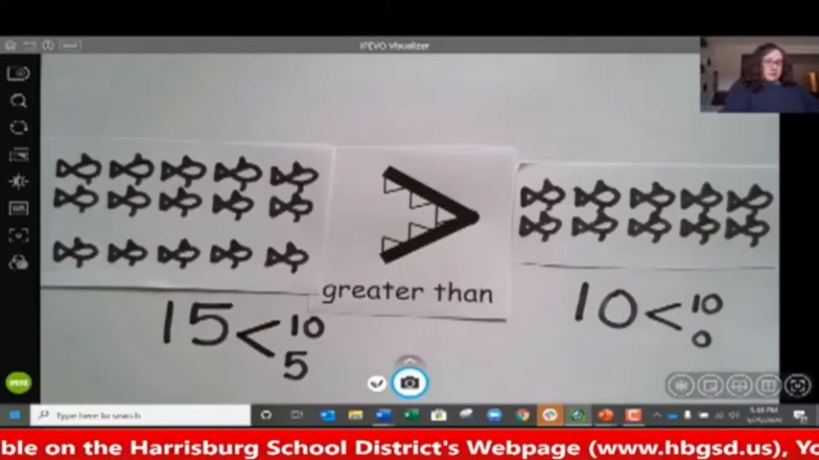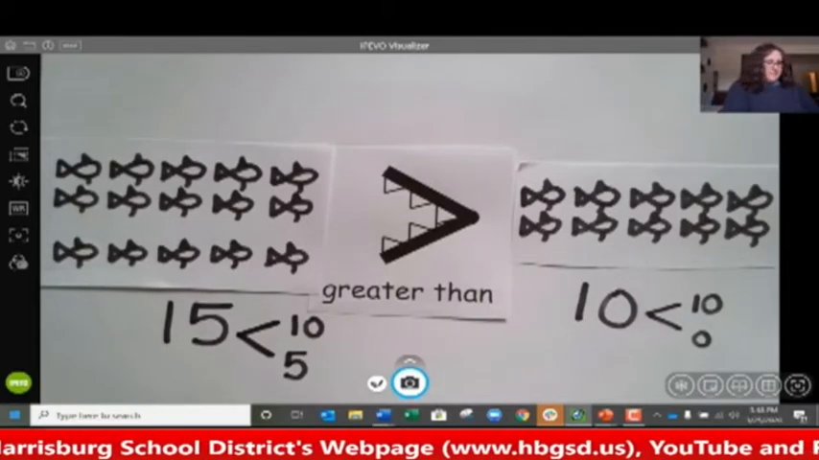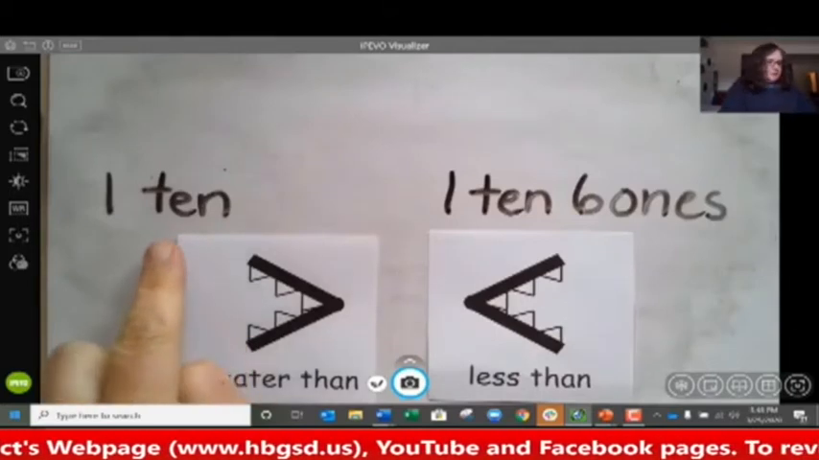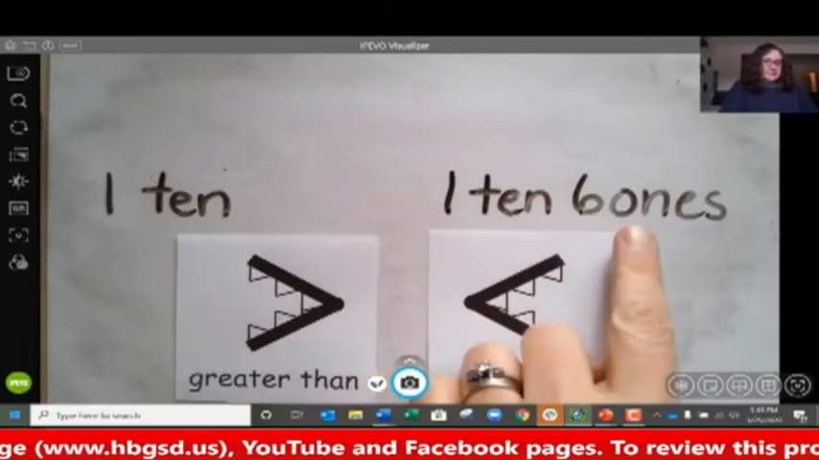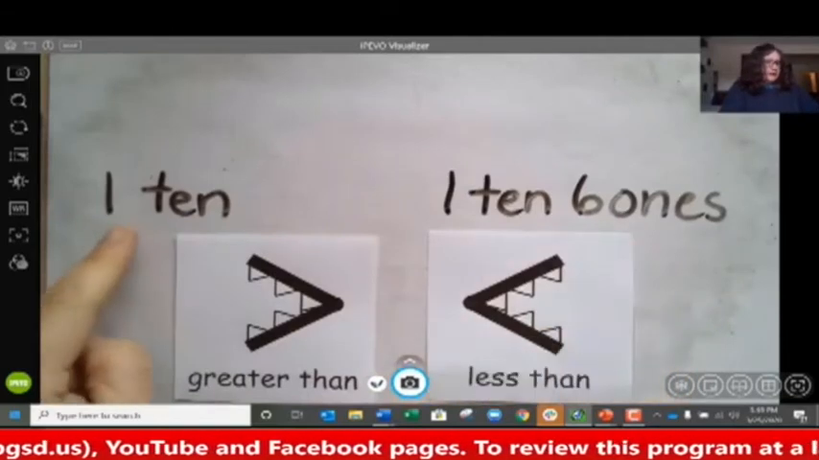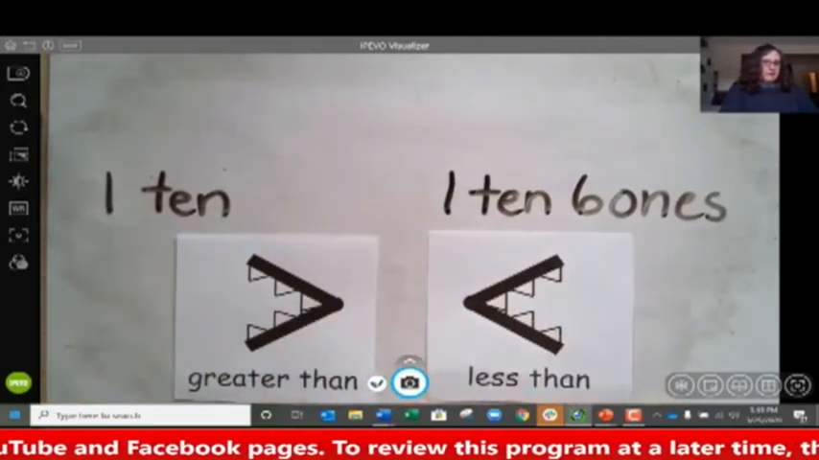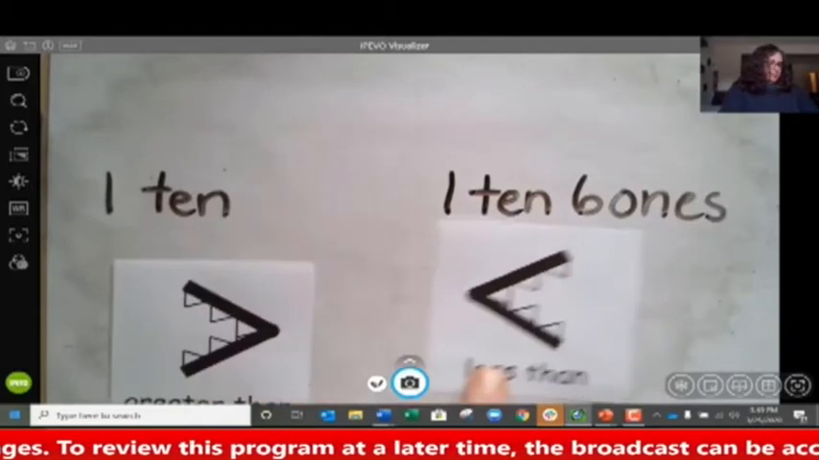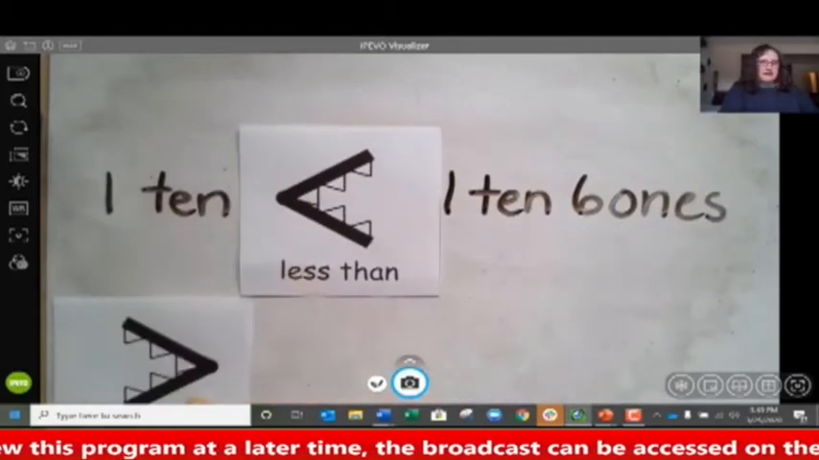Let's try some of this with just numbers and not pictures. All right, here's the next one for us to compare. I have 1 ten, 1 ten, 6 ones. So if we read it from left to right, would you fill in the blank with greater than or less than?